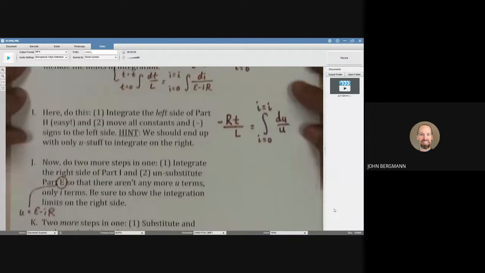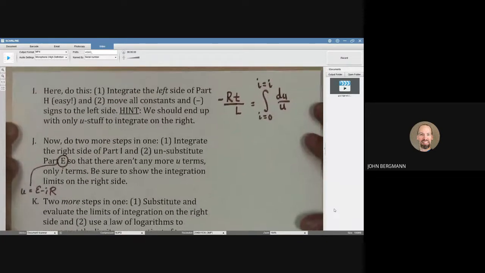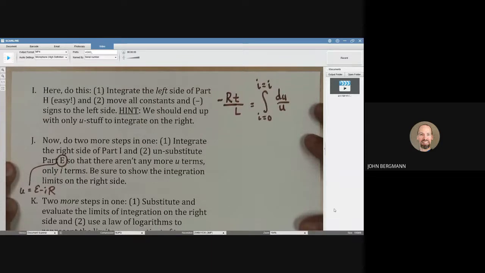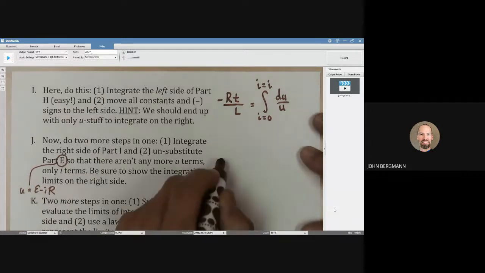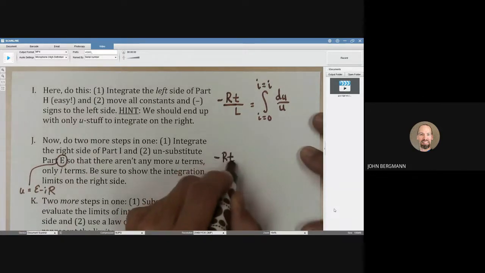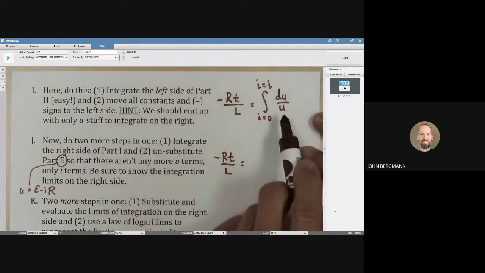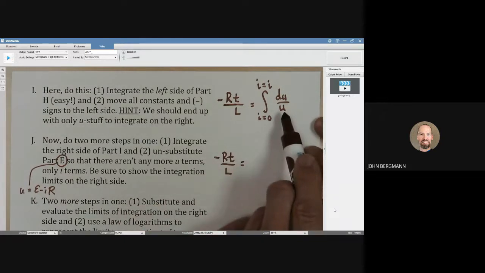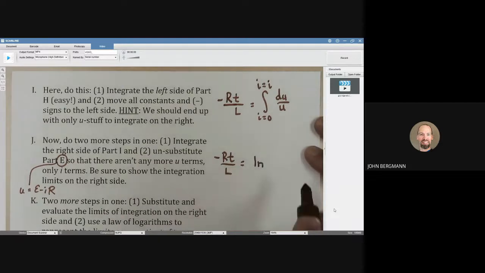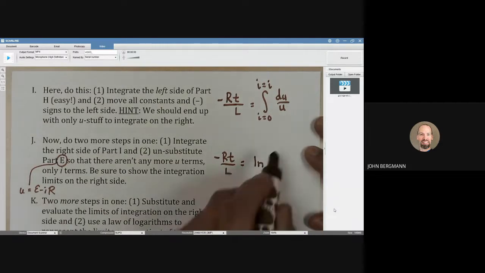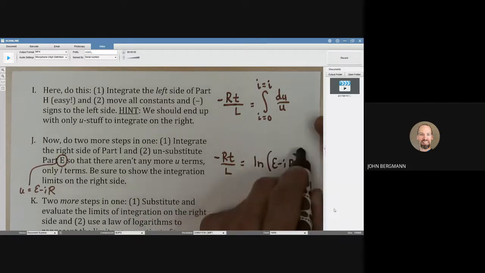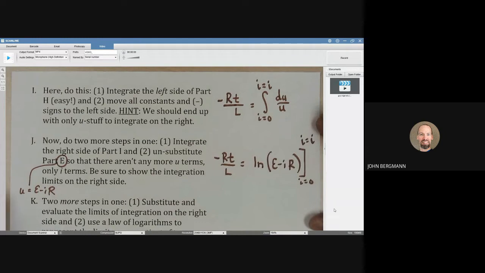All right, letter J. Now, two more steps in one. Let's integrate the right side of part I and then unsubstitute the part E answer, which again I've rewritten here on the left side of the screen. We're going to keep the left side of this equation the same. We're going to integrate this side. When we integrate that, we're going to get the log of u. But we don't want to write u here. We want to say what u is equal to. So that's the log of E minus IR. And then our integration limits are from I equals 0 to I equals I. All right, we're nearly done here.